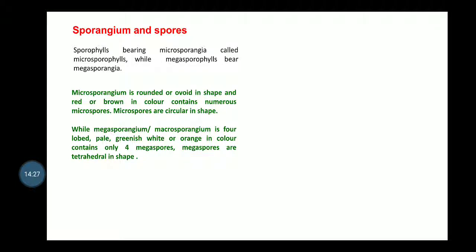Let's learn about the microsporangium and the megasporangium. Microsporangium is rounded or ovoid in shape and red or brown in color. It contains numerous microspores, which are circular in shape. Megasporangium, or macrosporangium, is a four-lobed structure. The color is white or orange but pale, and it contains only 4 megaspores. Megaspores are tetrahedral in shape.